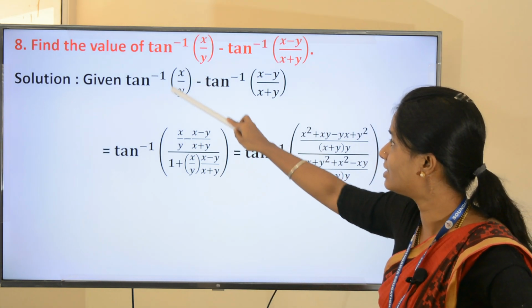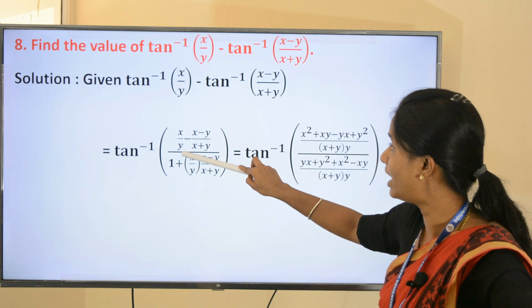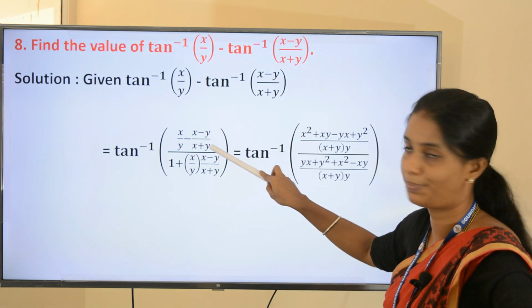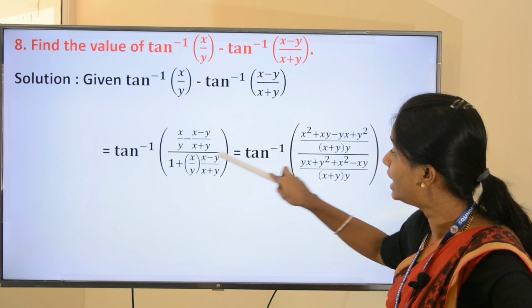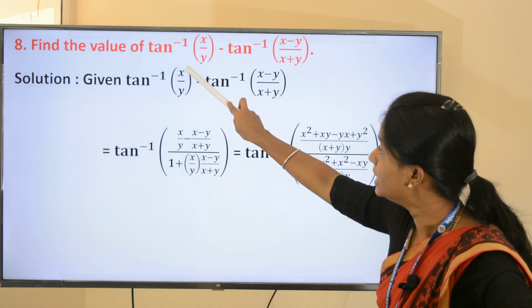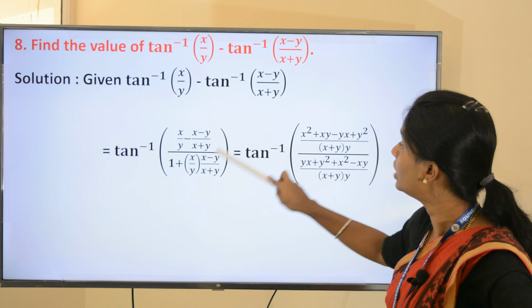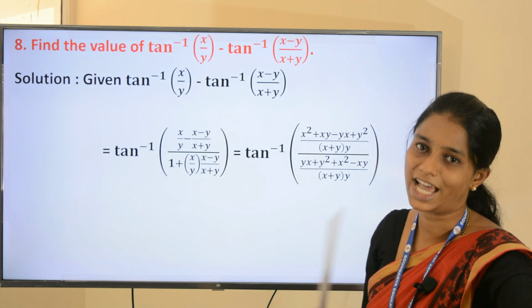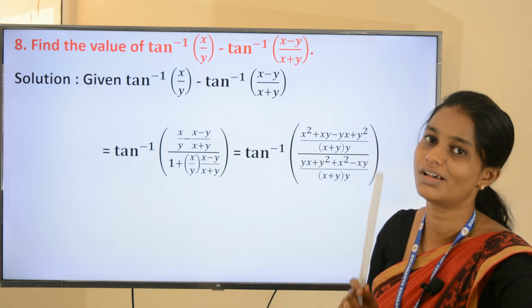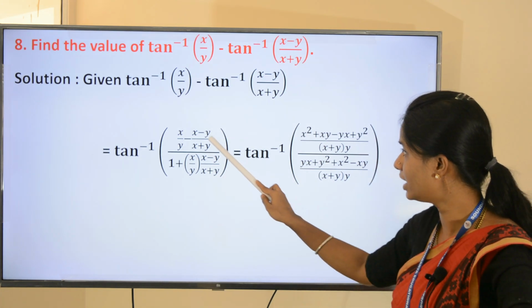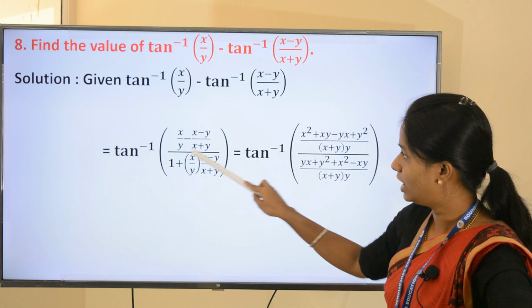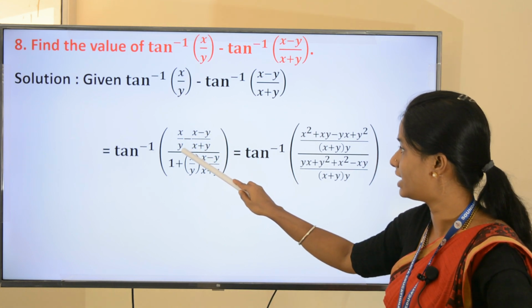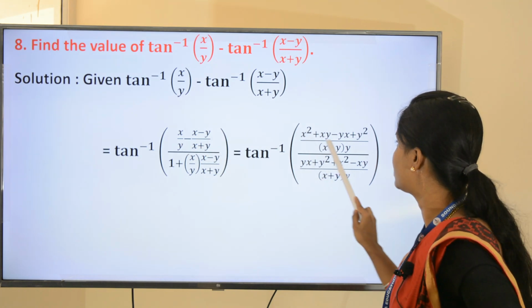Please, what is x here? That is, total x by y minus x minus y divided by x plus y, whole divided by 1 plus x by y into x minus y divided by x plus y. Now what do I have to do, students? I have to take the LCM. Look here. In the numerator, which term will be the LCM? That LCM is y into x plus y.